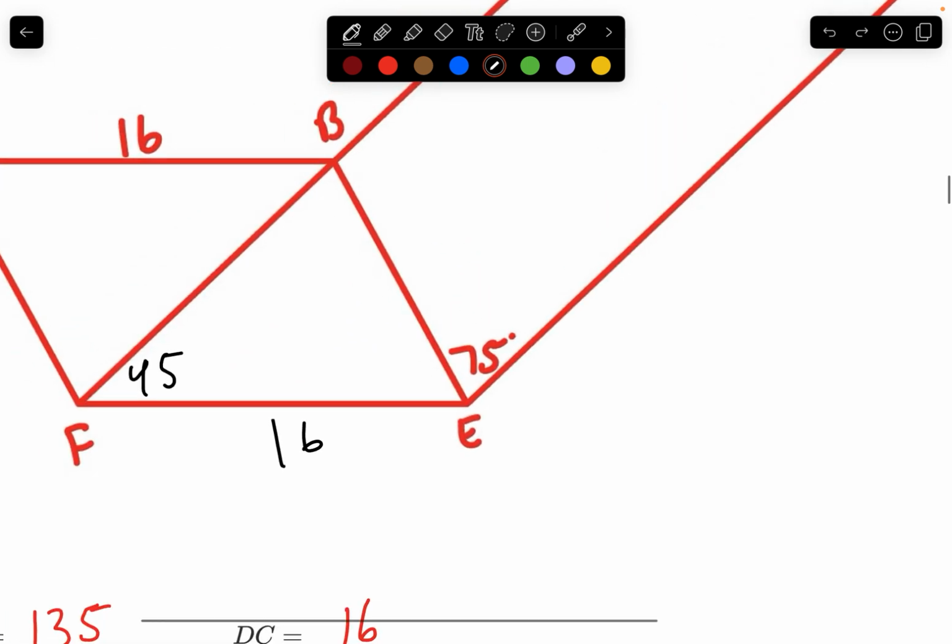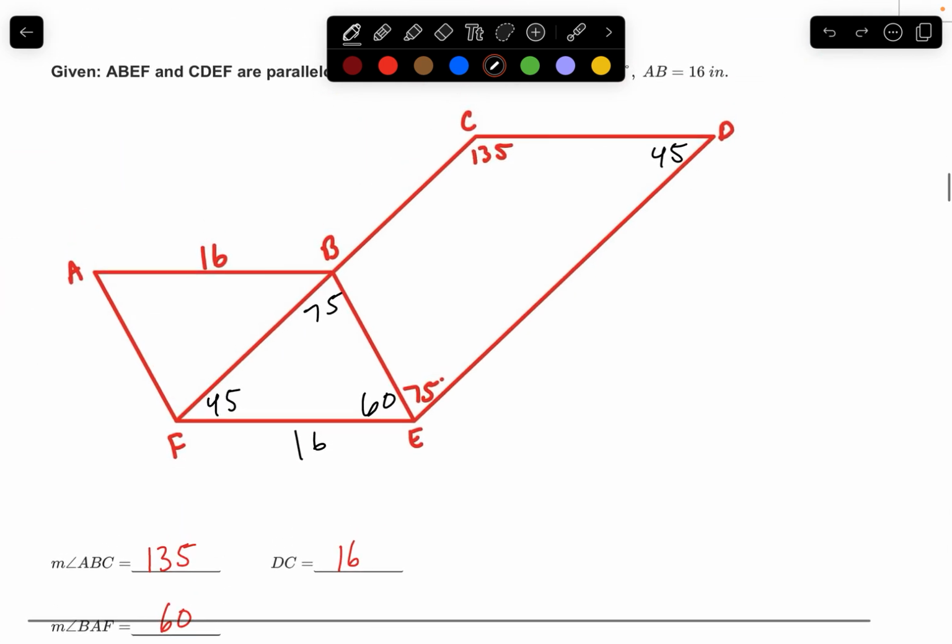So what would 135 minus 75 be? Don't want to mess that up. Why is my brain not functioning? 60. Got it. Well, 60 and 40, that's 105. That would make this corner 75, which would make sense because these lines would be parallel. So those are alternate interior angles.